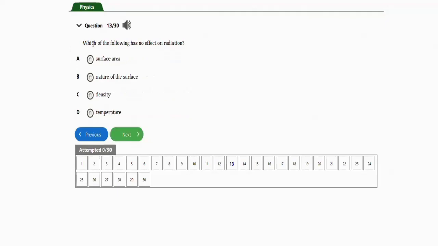So the next one here says, which of the following has no effect on radiation? We have also answered this question before. The correct option is option C, density. Let's go to the next one.